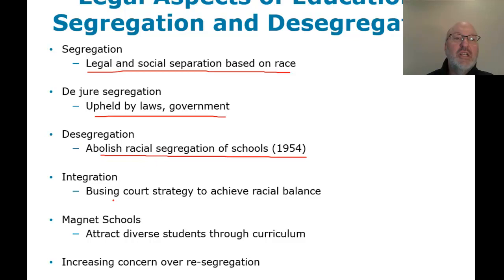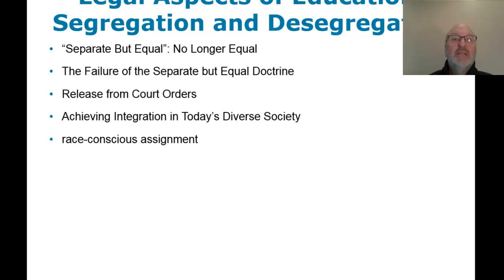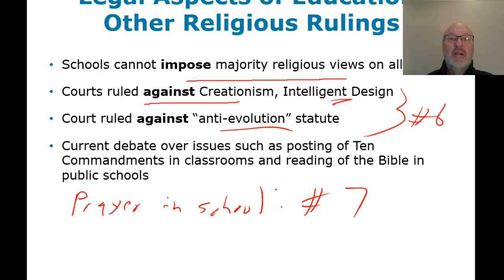So integration, to achieve racial balance, attract diverse students to the curriculum, like enriching good things. And of course, you've got to be able to get those kids there. And now that we have this increasing concern over resegregation, that they're lining up differently, again, based on what the school's like. So let's see, we are on number 7.